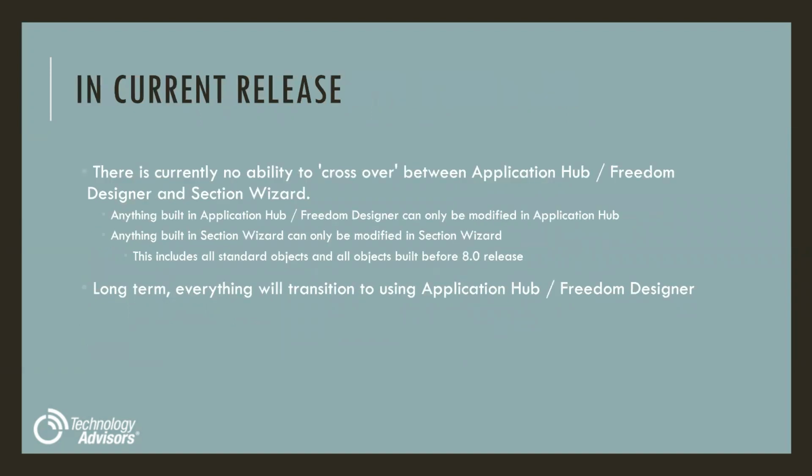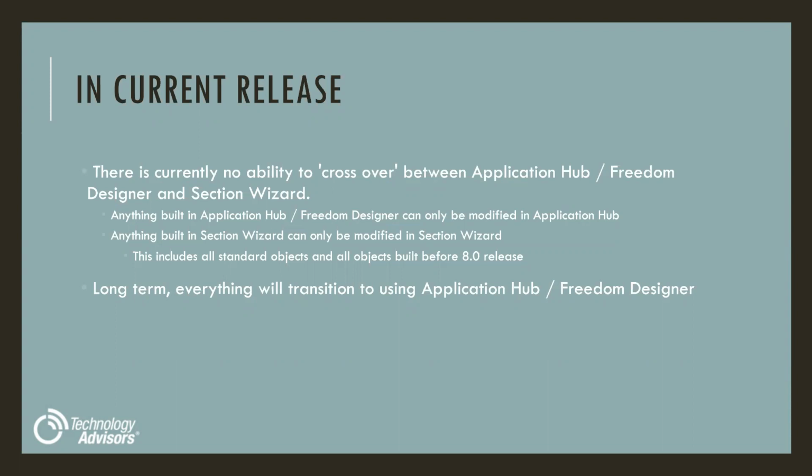So right now, if you're using version 8.0, you've got these two separate tools to work with, and there's currently no ability to cross over between them. If something is built in Application Hub or Freedom Designer, whatever you want to call it, it can only be modified in Application Hub. You can't build it in Application Hub and then go make more changes to it in Section Wizard. And vice versa. Anything that's been built in Section Wizard right now can only be modified in Section Wizard. You can't take something that you've already built and go modify it using Application Hub and the Freedom Designer.